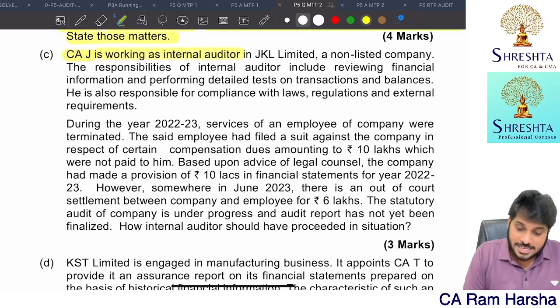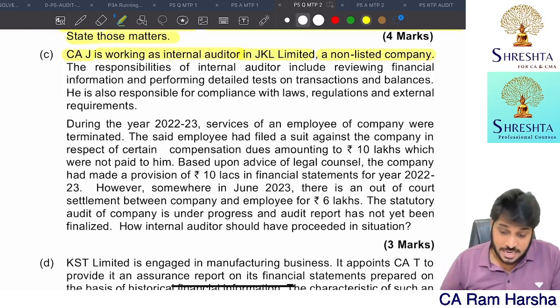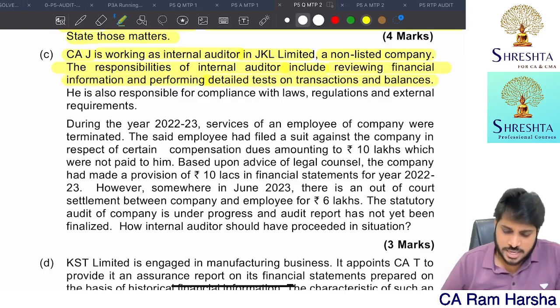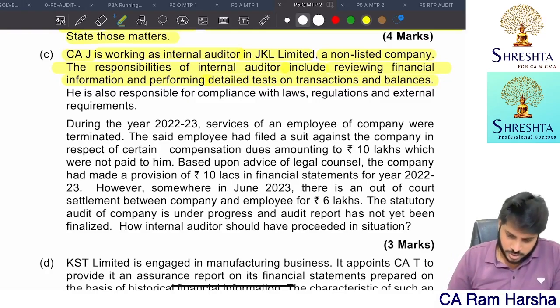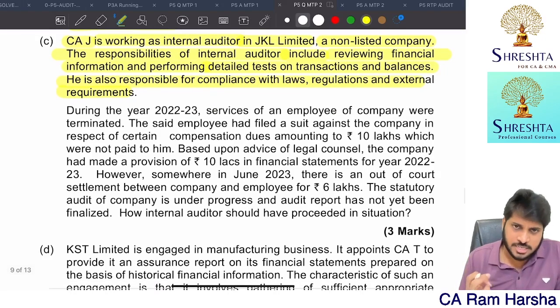CAJ is working as an internal auditor in JKL Limited, a non-listed company. The responsibilities of the internal auditor include reviewing financial information and performing detailed tests on transactions and balances. He is also responsible for compliance with laws and regulations and ethical external requirements. The internal auditor's related duties are given.